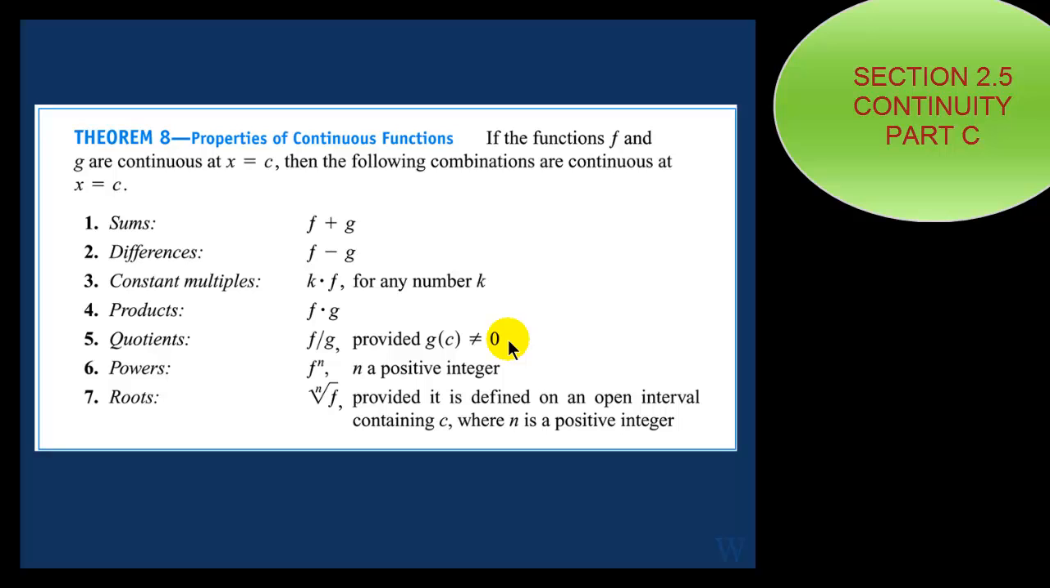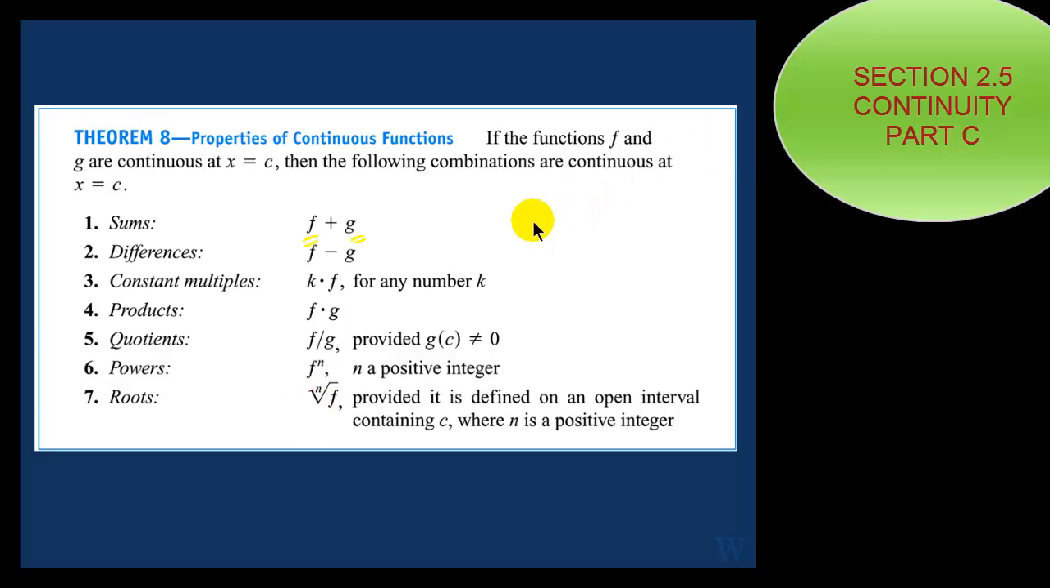So if I have two functions, f and g, if f is continuous and g is continuous, that means their sum is continuous, their difference is continuous. A constant times a continuous function makes constant multiples continuous. A product of two continuous functions is also continuous. A quotient of two continuous functions is also continuous, provided that we don't have a zero in the denominator. And a power of a function is also continuous, as well as the nth root of a function.